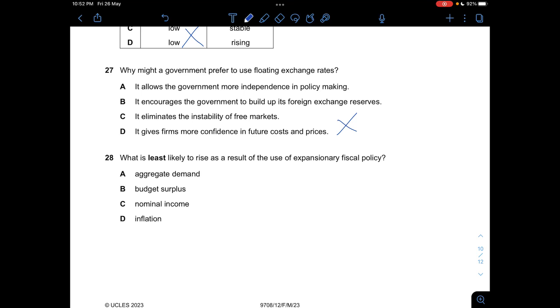And then A, it says it allows the government more independence in policy making, which is correct, because when you have a floating exchange rate, the central bank can then decide on whether they want to increase the exchange rate or decrease the exchange rate.